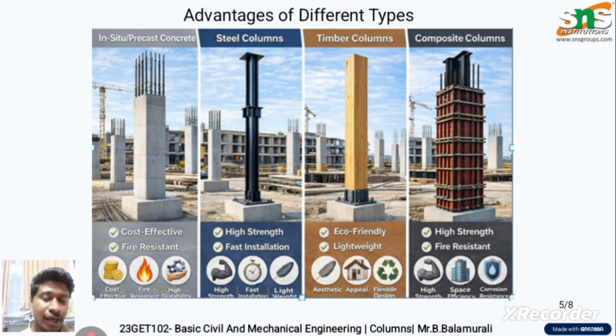Aesthetically, timber is appealing, it has a good aesthetic look. Composite columns have high strength, fire resistance, space efficiency, and corrosion resistance, as they are most widely used in many residential buildings and commercial buildings.